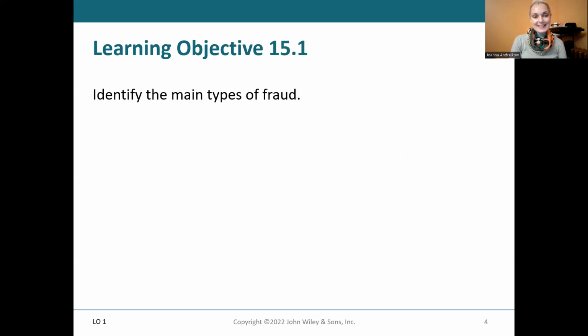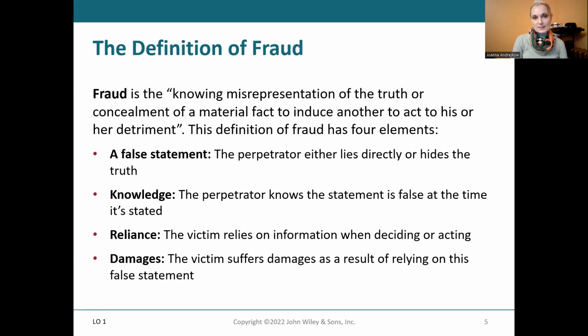Okay, let's identify the main types of fraud. So before we identify fraud, let's talk about what fraud is. Fraud is the knowing misrepresentation of the truth or concealment of a material fact to induce another to act to his or her detriment. This definition has 4 elements.